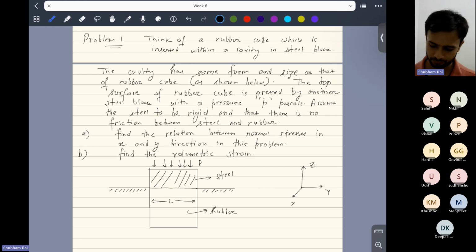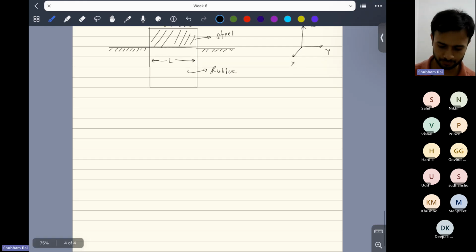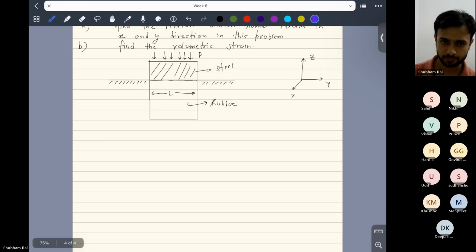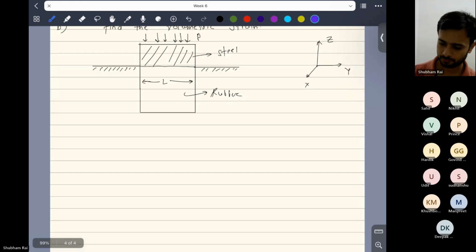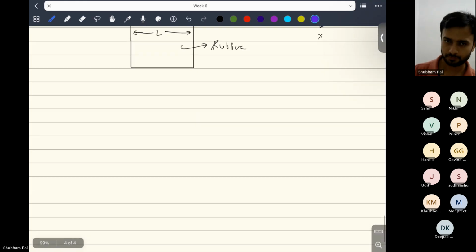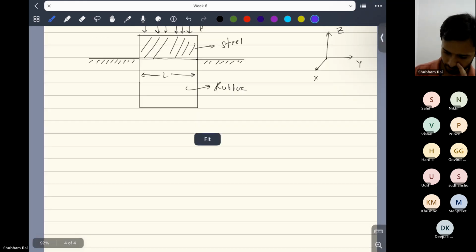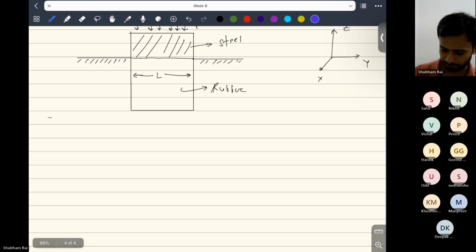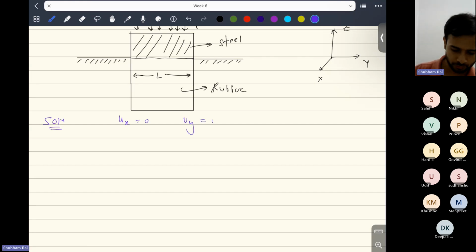Okay, so let me solve. The solution is we are saying that ux is equal to 0 and uy is equal to 0, and uz could be a function of x, y, z, all three, but here uz will be a function of z only.